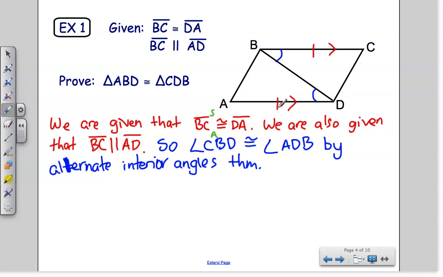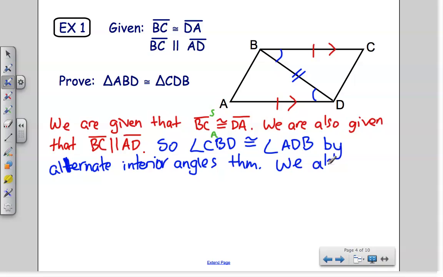So we have these sides marked congruent, now we have these angles marked congruent. We're doing side angle side today. There's got to be another pair of sides congruent. And I hope that you're noticing that the two triangles we're focusing on that we want to prove congruent, triangle ABD and triangle CDB, they share a side. They share this side BD, so I know that it's congruent to itself.